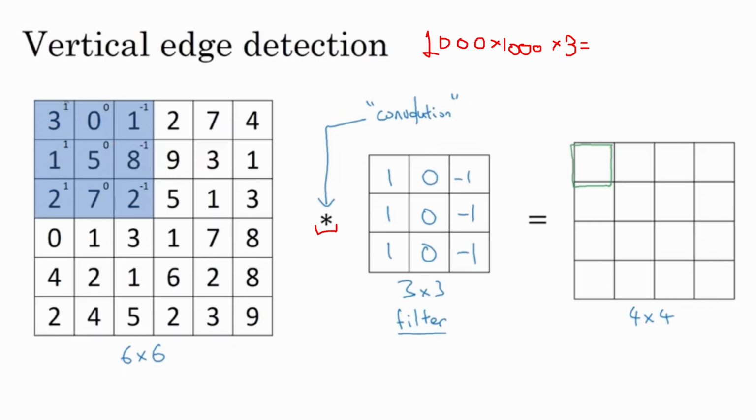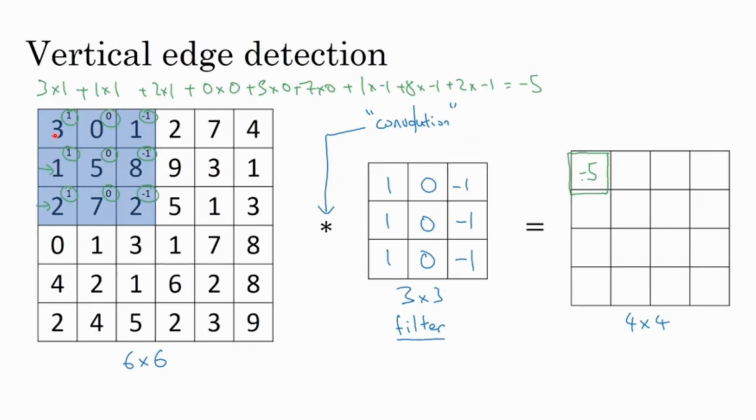So what will it result in? It will result in 3 into 1 plus 1 into 1 plus 2 into 1, and like this. Also we will do a summation of the multiplications of the filter and the original kernel. So by multiplying this and summing this, we will get a single number, a single image tensor, and that is being put into this particular block at the right.